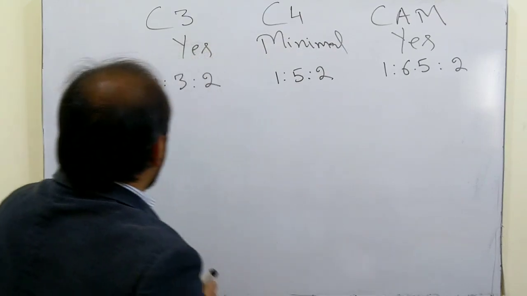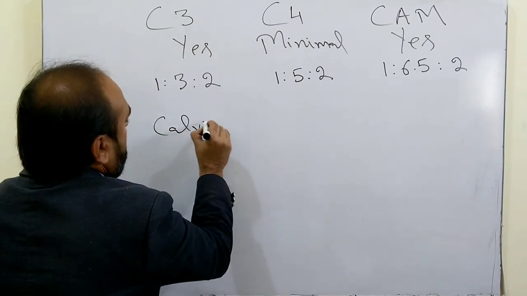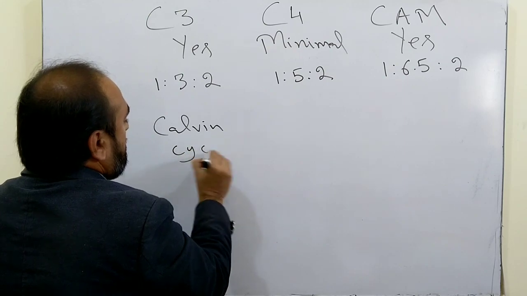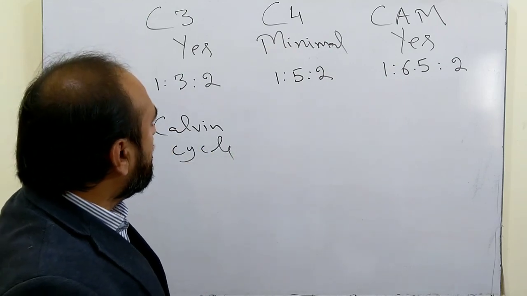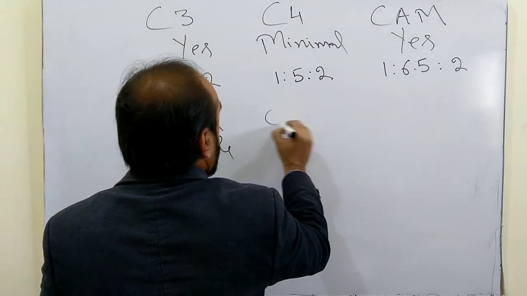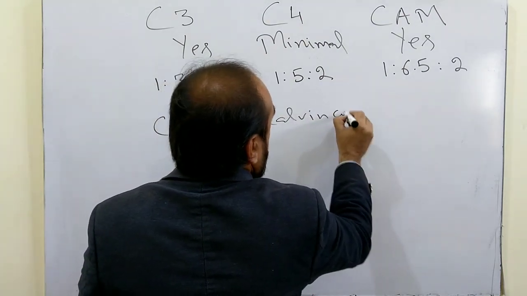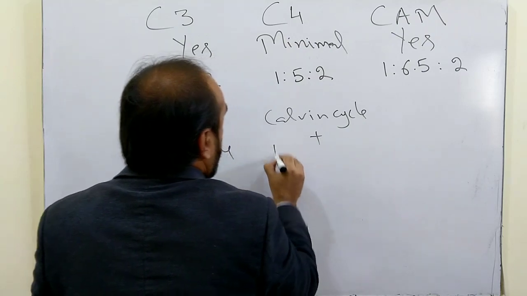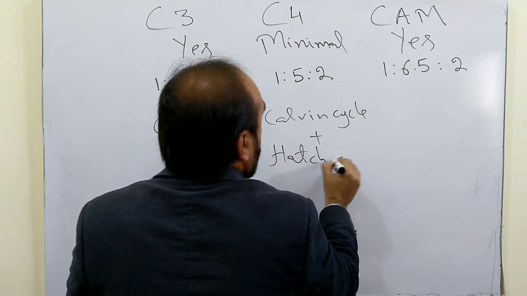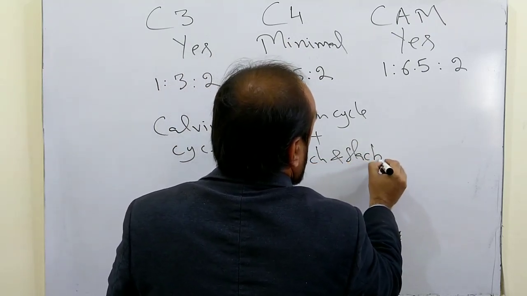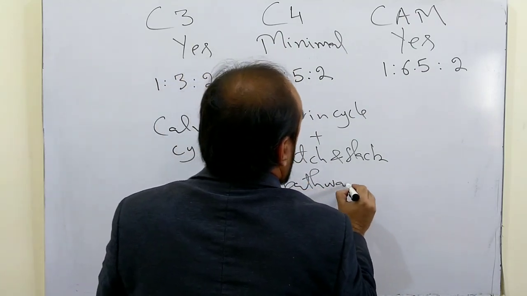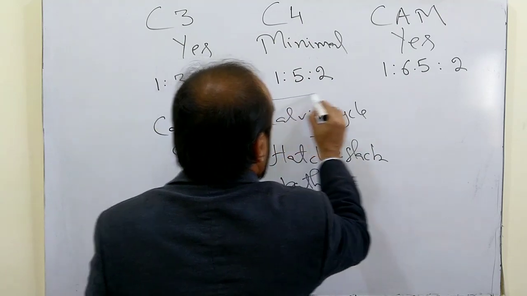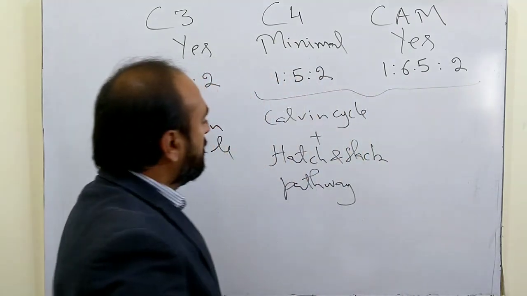So C3 plants only have the Calvin cycle or C3 cycle operating, whereas in C4 plants the Calvin cycle is operating along with the Hatch-Slack pathway, in both C4 and in CAM plants.